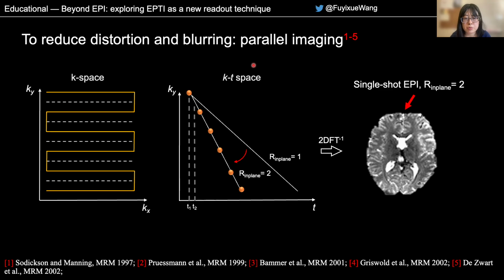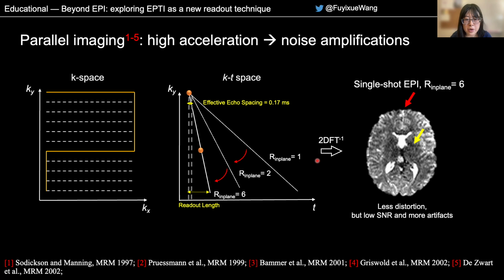To reduce the distortion and blurring, we can use parallel imaging that undersamples the K-space and reduces the effective echo spacing between neighboring data, and therefore shows as a steeper line in the KT space, corresponding to less phase and signal decay, therefore resulting in less distortion and blurring. We can go to higher acceleration in K-space and achieve a much steeper line in KT space. However, higher acceleration in parallel imaging can lead to higher noise amplification, so the image will have less distortion but low SNR and more artifacts.